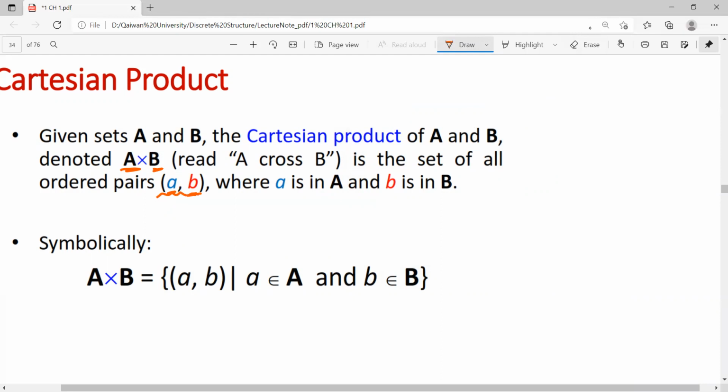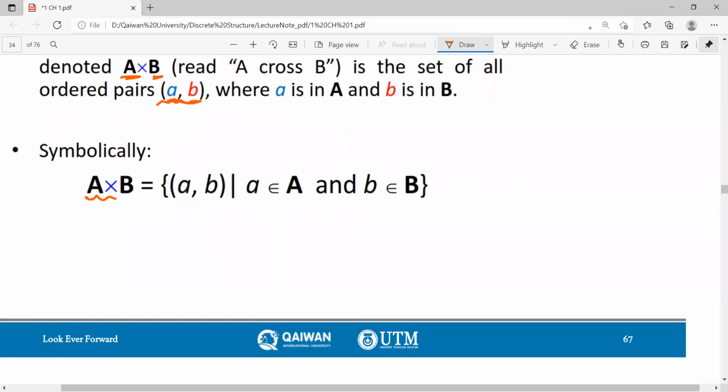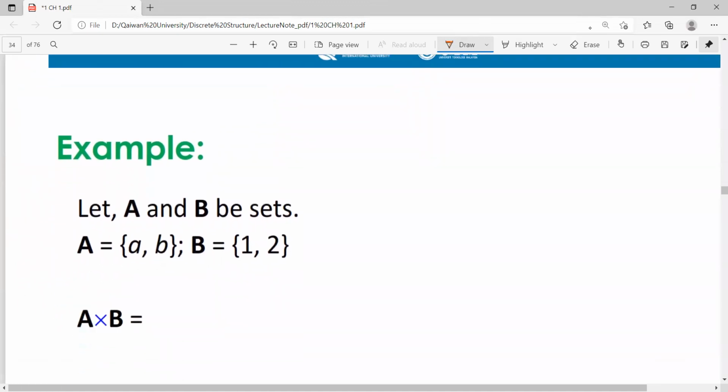In the ordered pair, we must pick the first element from the first set, the second from the second, the third from the third, and so on. And here we say the Cartesian product of A and B is the set of all ordered pairs that you obtain from sets A and B, such that the first element belongs to the first set and the second element belongs to the second set. That's how to find the Cartesian product.